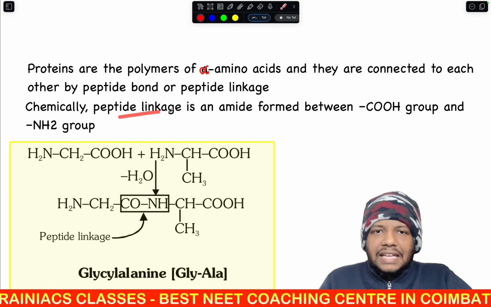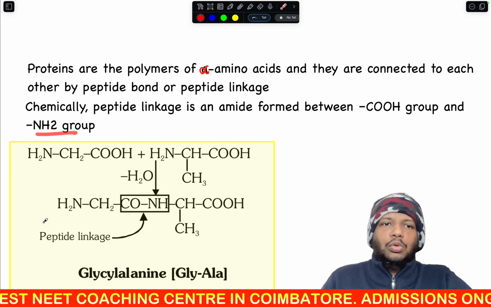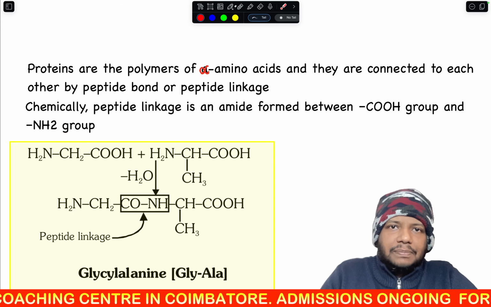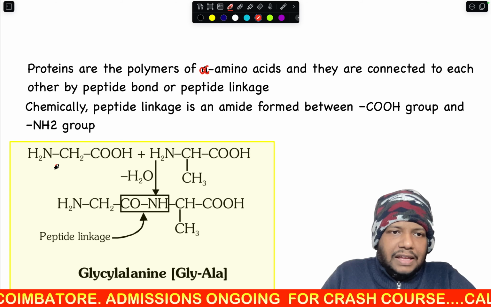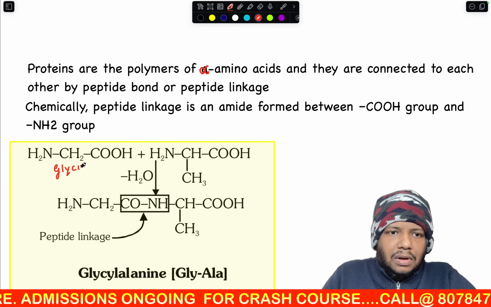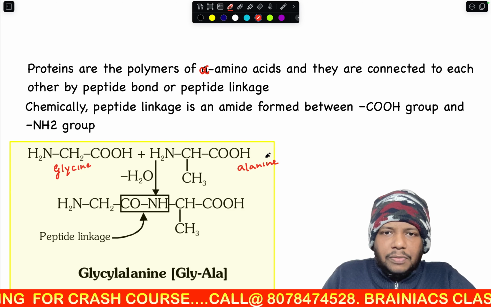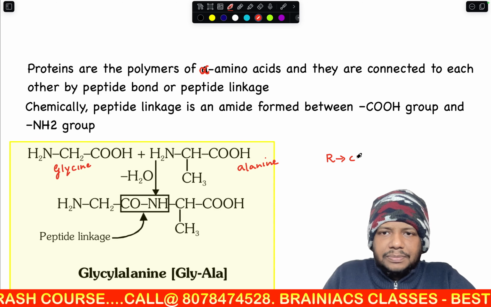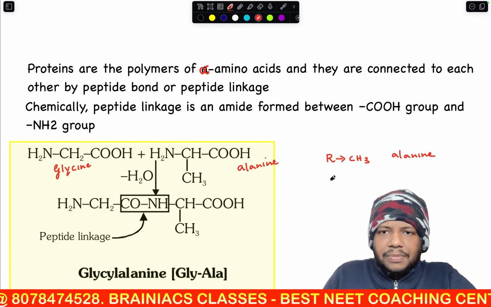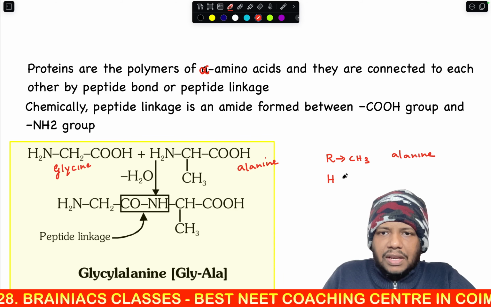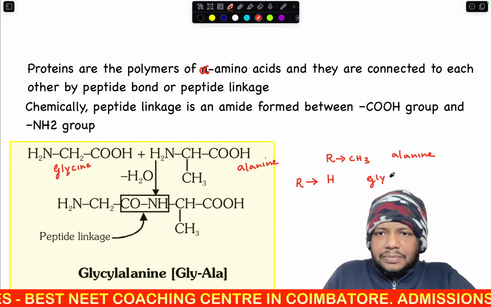So what is peptide linkage? It is an amide linkage formed between a carboxylic acid group and an NH2 group. So we will see one example here. Listen, so this is fundamentally the simplest amino acid, and that is called glycine. Okay, and this is alanine. Okay, so alanine is formed when the R group is CH3. This is alanine when the R group is CH3. When R is hydrogen, this will become glycine.